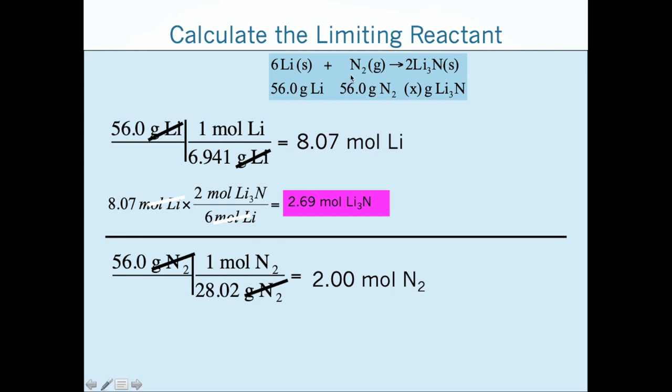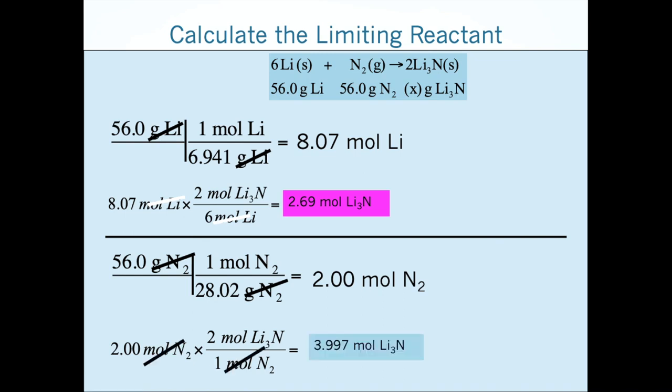Now, what's the relationship between nitrogen and lithium nitride? It's a 1 to 2 ratio. We have 2 lithium nitrides for every 1 nitrogen. So our 2 moles of nitrogen give us 4 moles of lithium nitride. Again, don't mind the slight rounding errors here. But basically, we're going to get about 4 moles of lithium nitride if we react all 56 grams of nitrogen. So, which one is our limiting reactant?